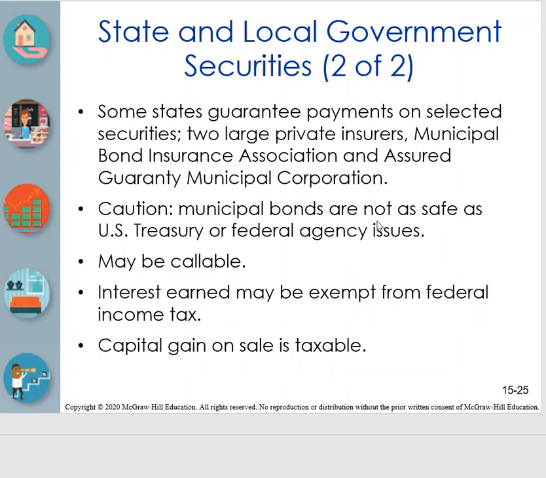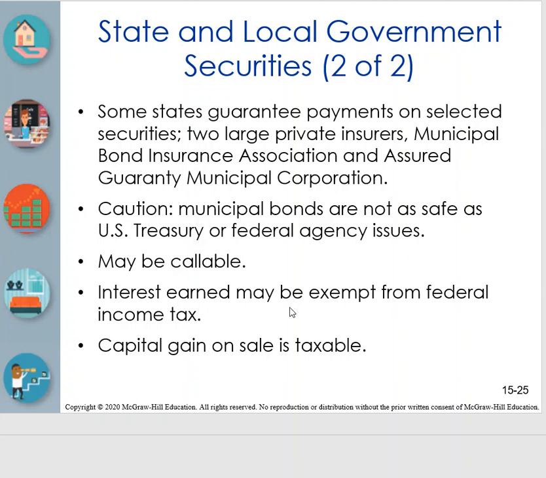Muni bonds are not as safe as U.S. Treasury or federal agency bonds. So there have been defaults on state and local bonds. They're a little riskier than federal bonds. And just like with all types of bonds, they may be callable.